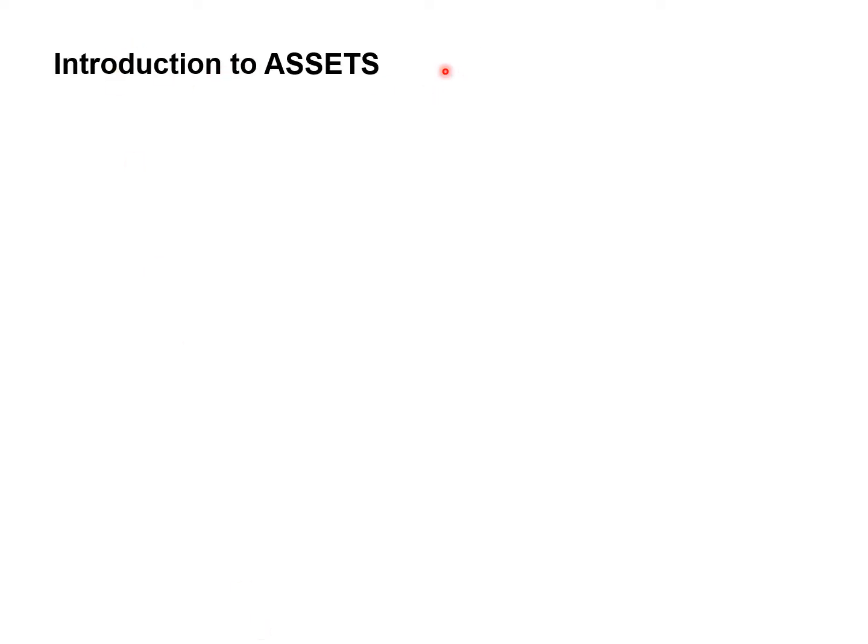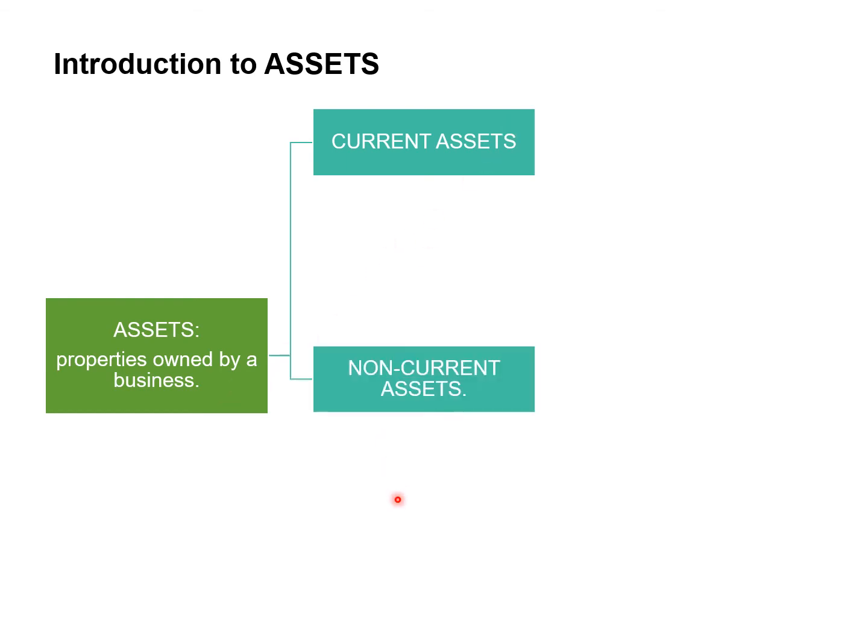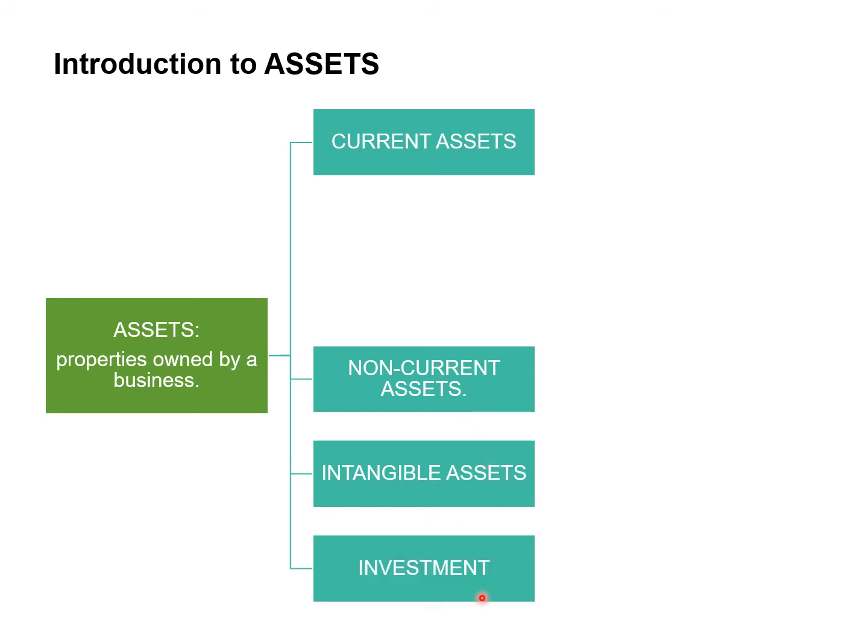Okay, since tadi kita dah introduce to you the assets yang ada dalam statement of financial position, or we called it SOFP. So dalam assets tu ada apa? Assets ni adalah the property, harta kepunyaan perniagaan. Okay, so assets generally defined as the properties owned by a business. So it comprises of first one, current assets, non-current assets, intangible assets, and also investment.